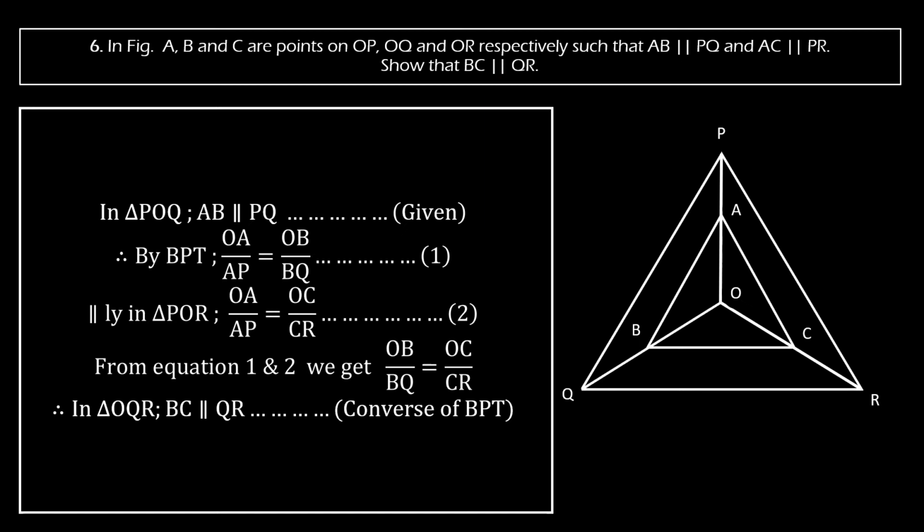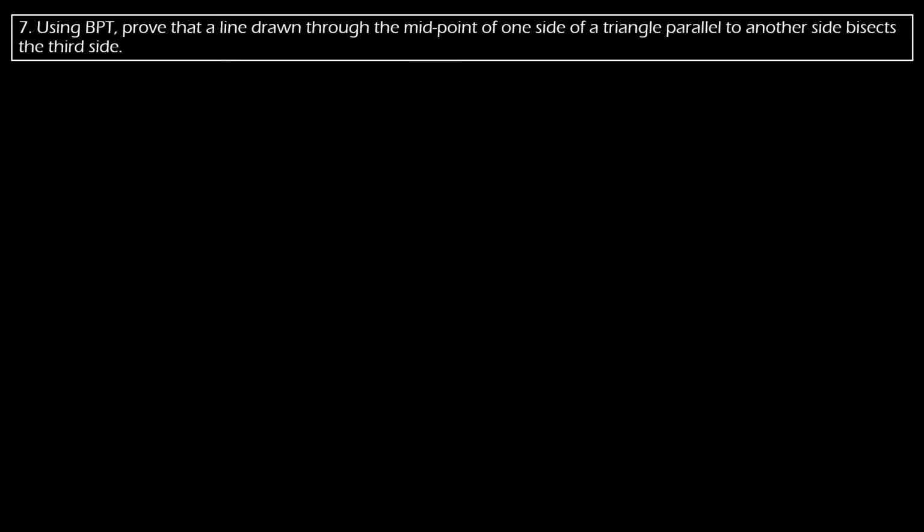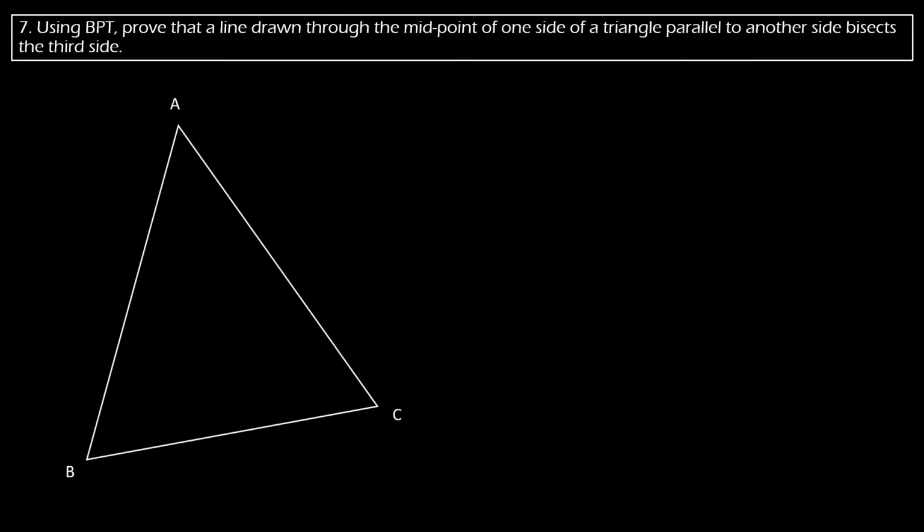So let's take the next question. In question number 7, prove that a line drawn through the midpoint of one side of a triangle parallel to another side bisects the third side. Here we are given a triangle ABC, and let D be the midpoint of AB. If we draw a line parallel to BC from D, it will bisect AC. This we need to prove.